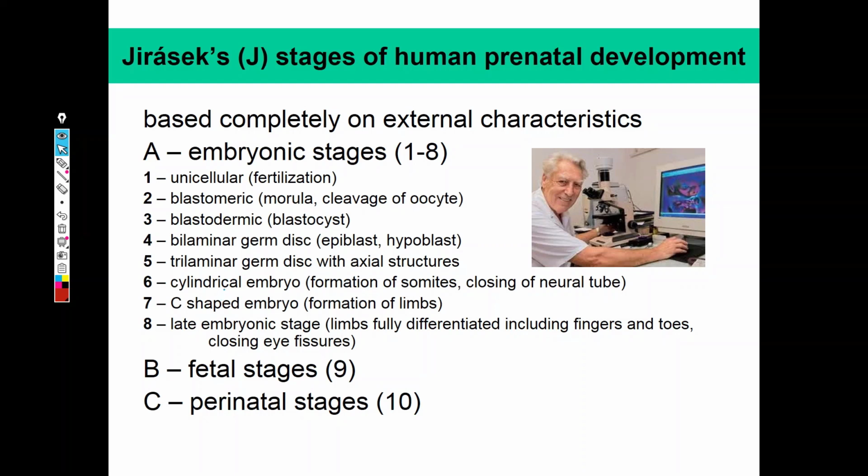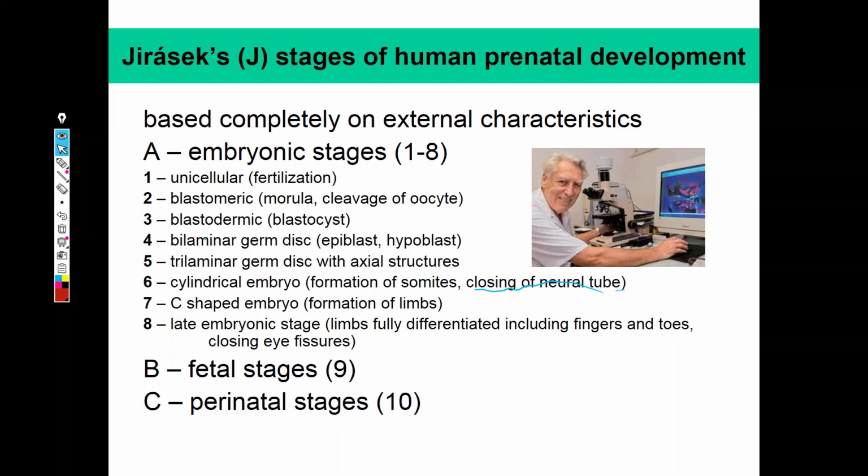Then we have stage 7, a C-shaped embryo. Yeah, the tubular embryo is called so because of the closing of the neural tube. And then we have the C-shaped embryo when we have a formation of limbs right here. And there is this late embryonic stage where limbs are fully differentiated, including fingers and toes and the closing eye fissures. Then we have fetal stages and perinatal stages.